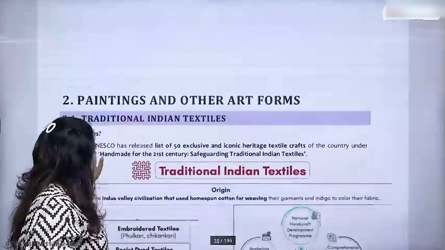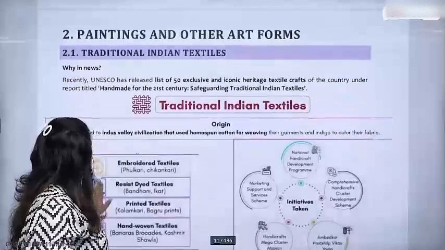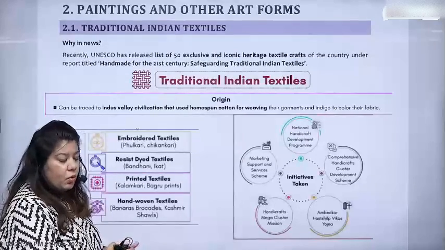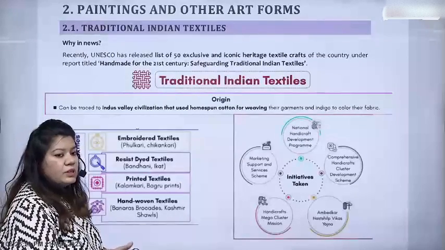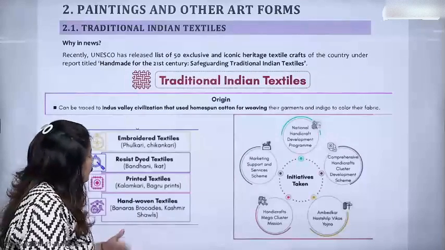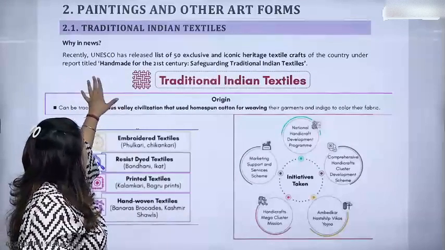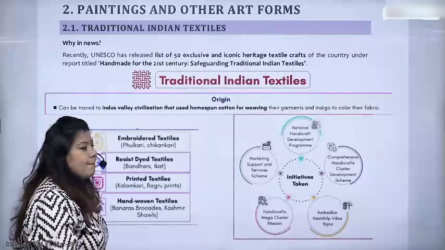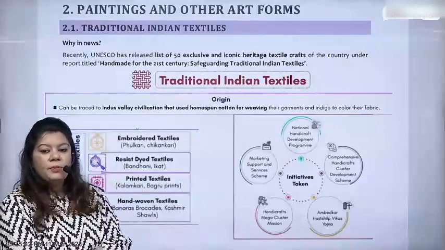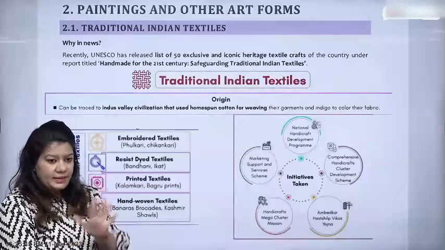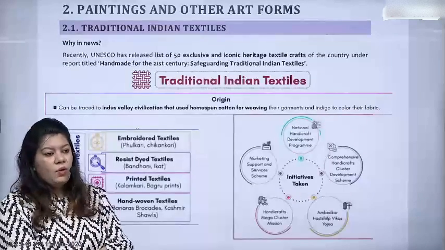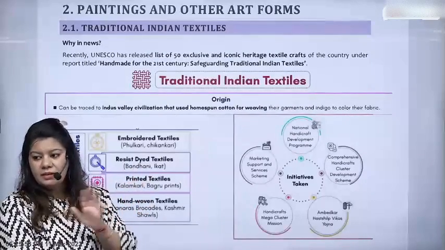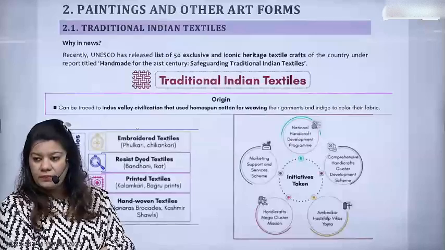Now coming to paintings and other art forms. Now why is this in news? Because the UNESCO has released 50 exclusive and iconic textile crafts under its report called Handmade for the 21st Century: Safeguarding Traditional Indian Textiles. Okay? Now as you can see, if the report is mentioning 50 textiles, that means you have to go through the report to just see what are the different textiles and the state or region associated with it.